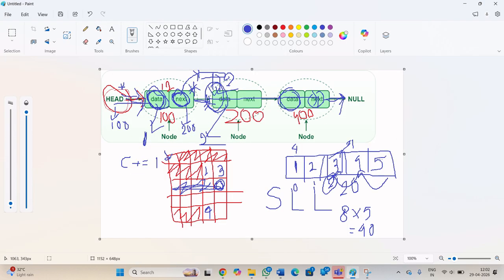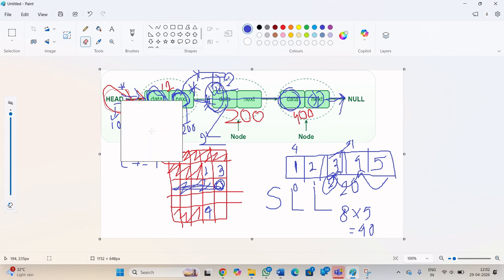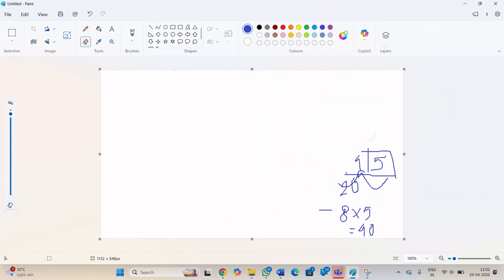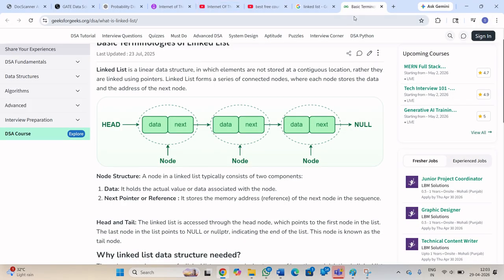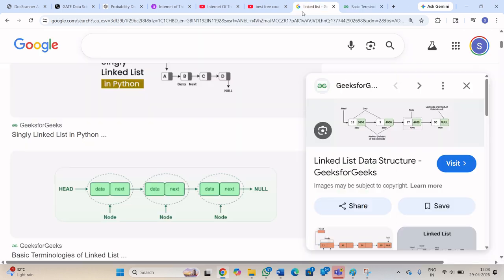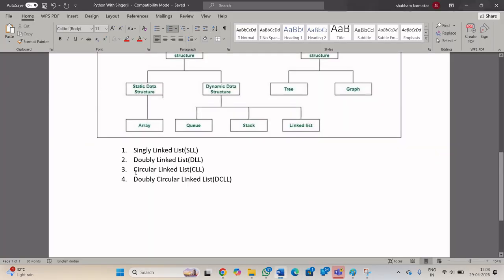Okay, we have done some rough work here, so we'll erase it. Now let's talk about it. This is the single linked list we have told you. Now what is the double linked list? Or before going to the double linked list, we'll go to a third point, that is circular linked list. What is circular linked list?